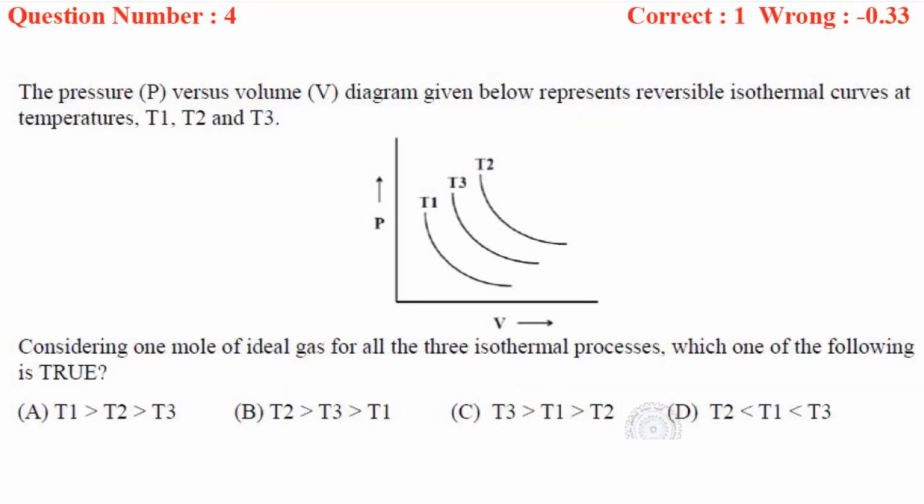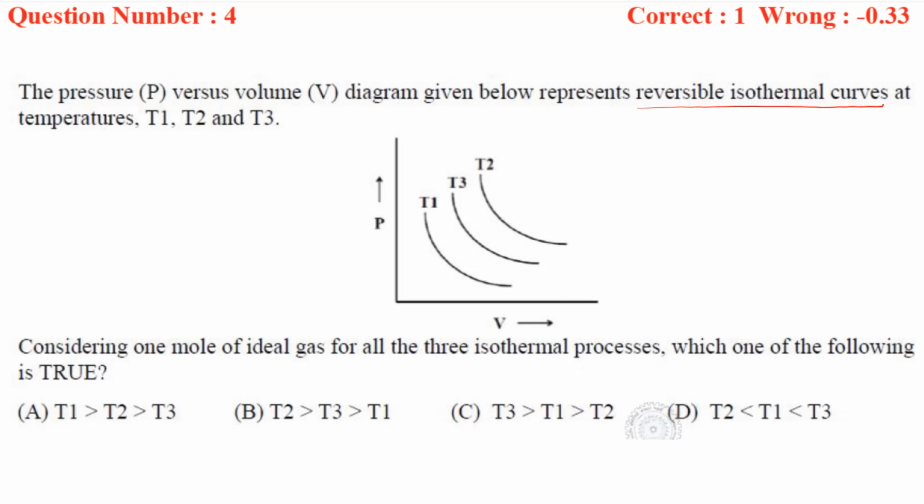The first question is: the pressure versus volume diagram given below represents a reversible isothermal curve at temperatures T1, T2 and T3. Considering 1 mole of ideal gas for all the 3 isothermal processes, which one of the following is true?